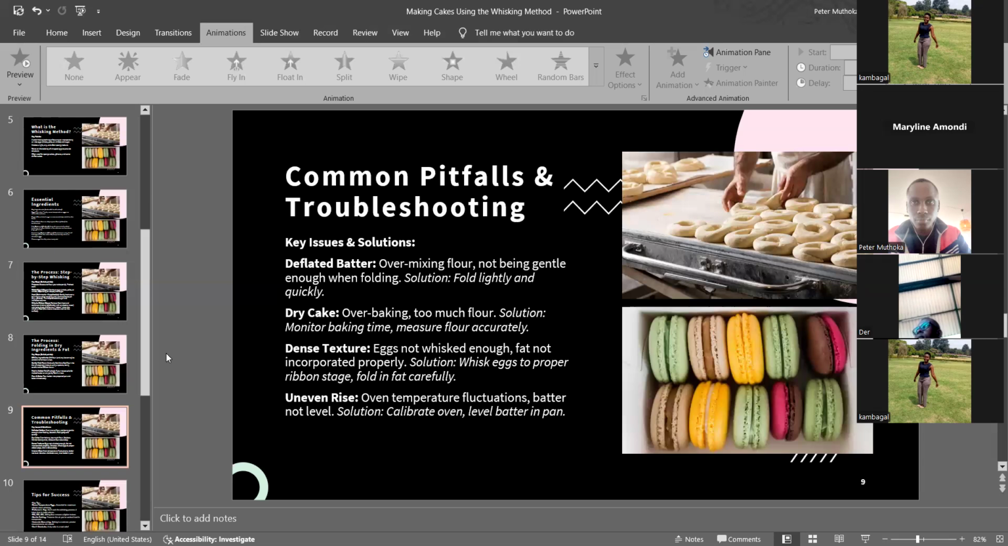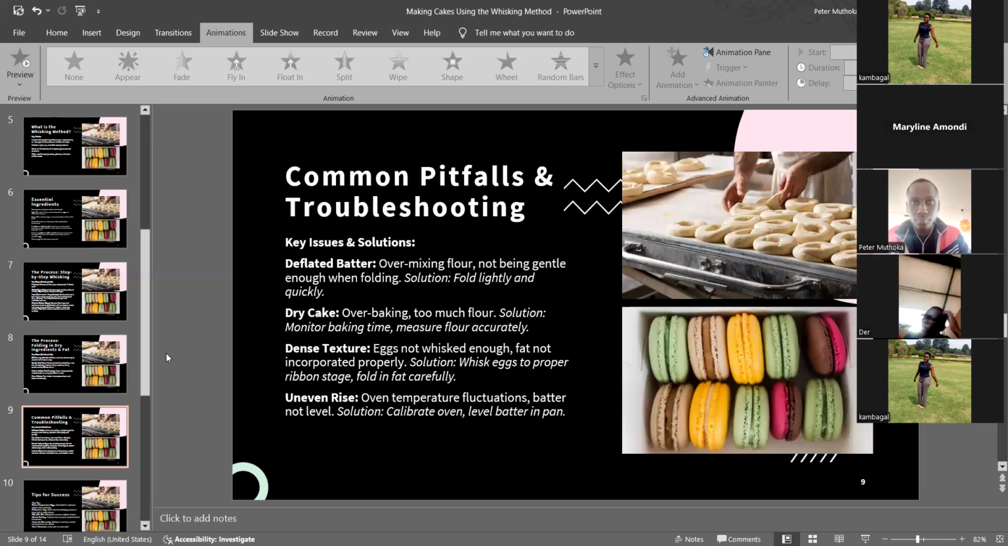So when we are preparing our mixture, you need to fold. I'm sure every one of us knows how to fold. I'll share a clip showing how to fold in. That is to allow air to enter into our mixture. Then you need to do it very fast.